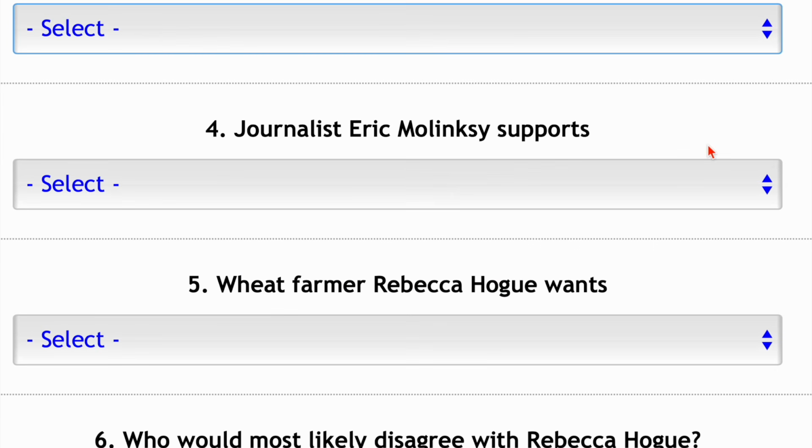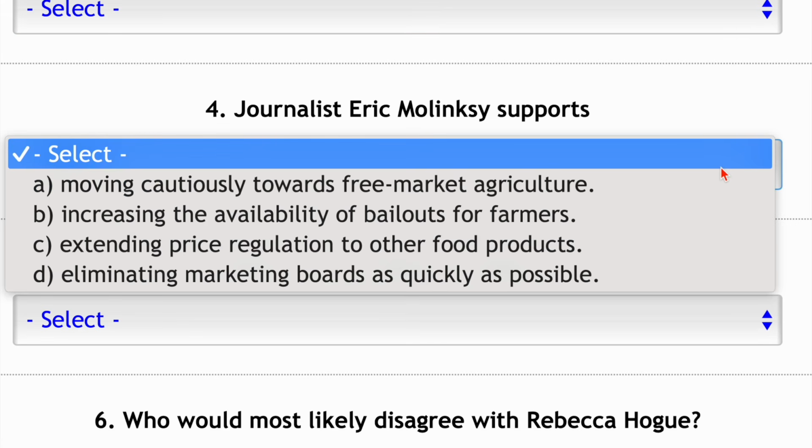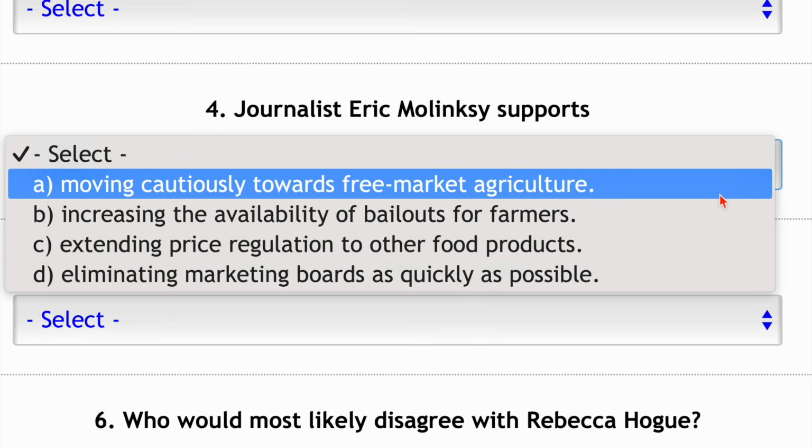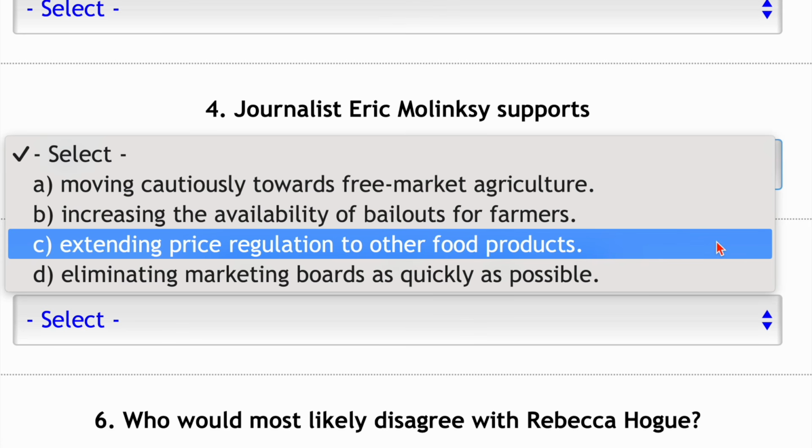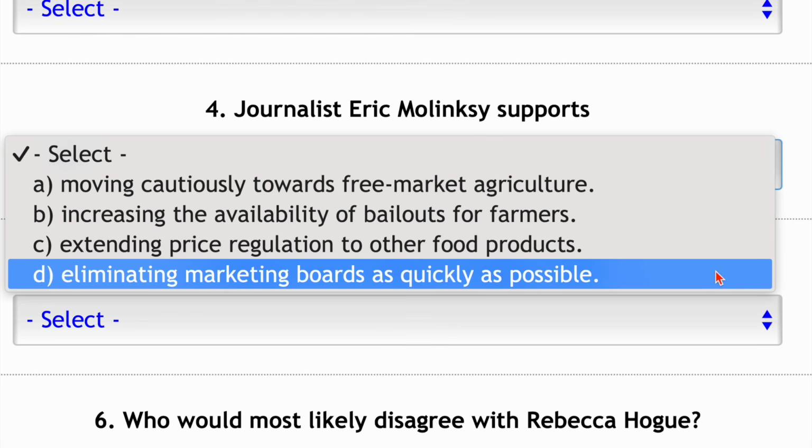Okay, so now question 4. Journalist Eric Malinsky supports moving cautiously toward free market agriculture, increasing the availability of bailouts for farmers, extending price regulation to other food products, eliminating marketing boards as quickly as possible.